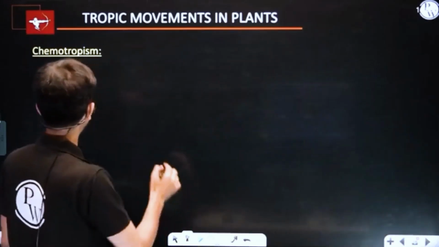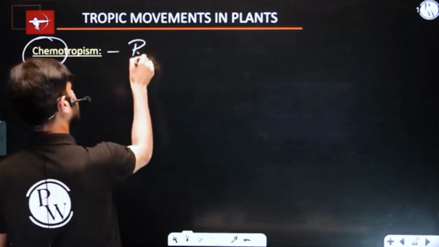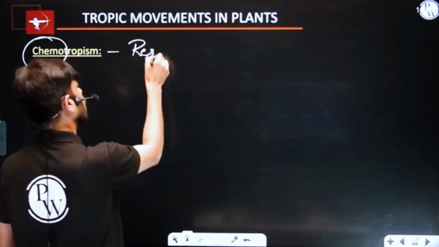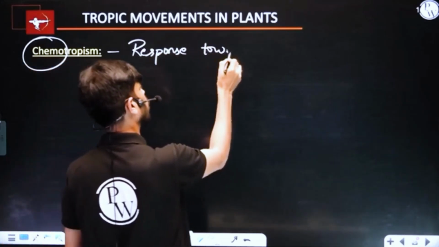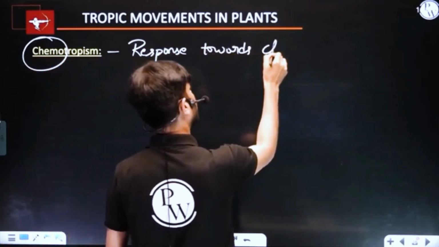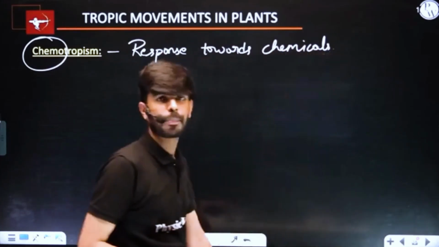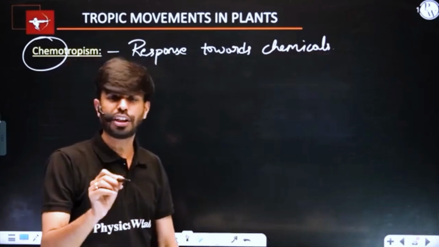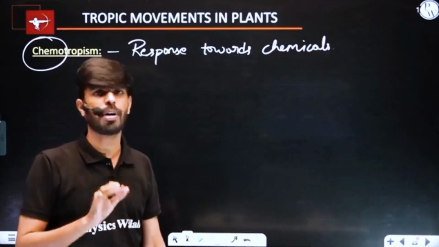And when it comes to another one, chemotropism. As the name indicates, chemo means chemicals. Response towards chemicals. Response towards chemicals. Towards chemicals, it makes a response. Example: germination of pollen tube towards ovary or on stigma.